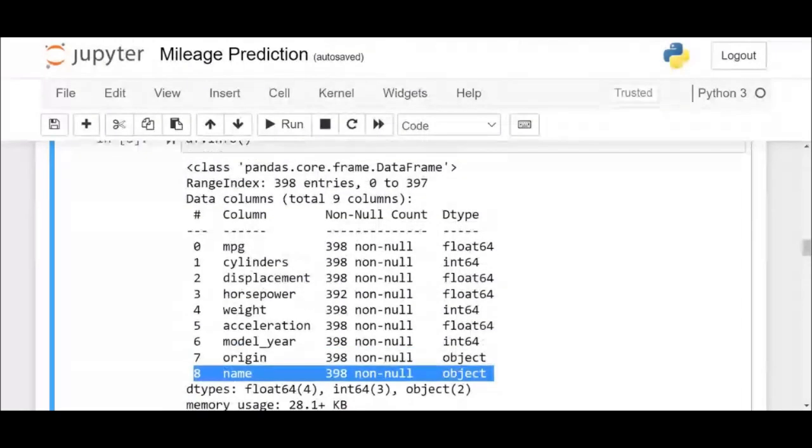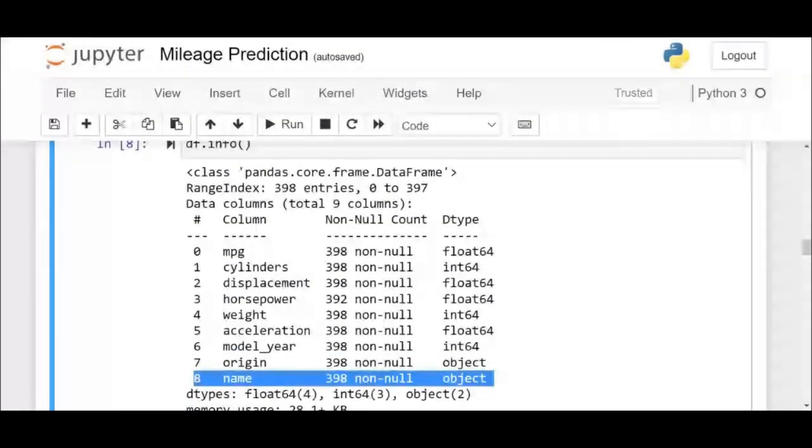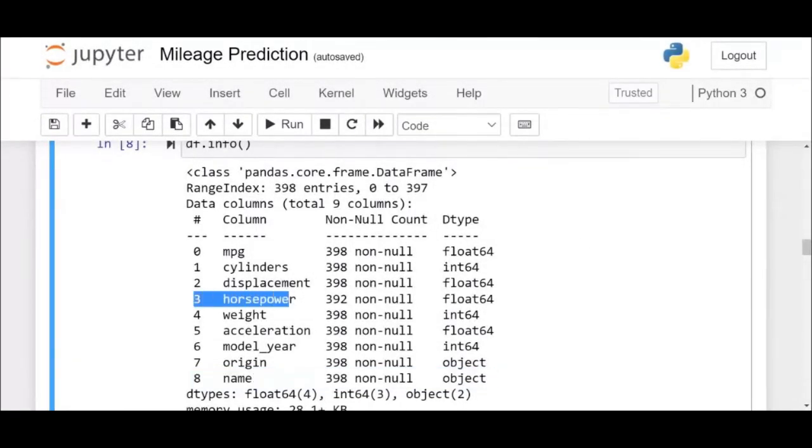So you can see here the number of rows, number of columns, name of the columns, missing values, and the data type. Now we have seen that there is a need to look at horsepower, which has 6 missing values. So how can we handle the missing values?